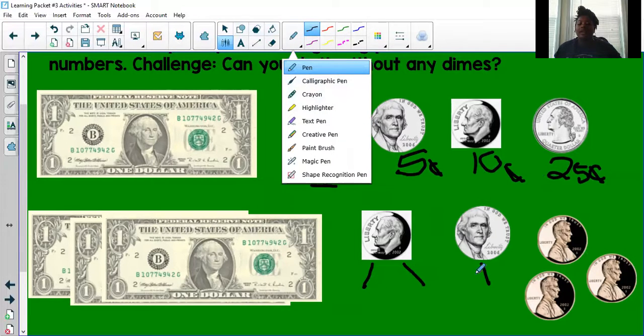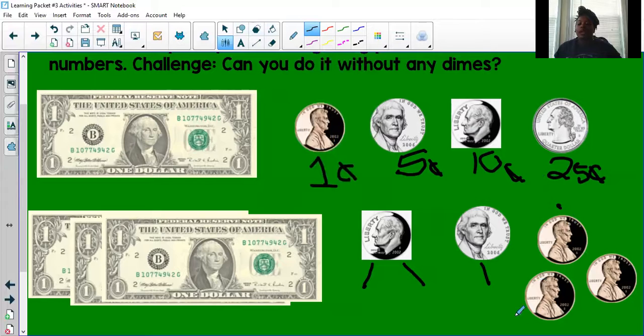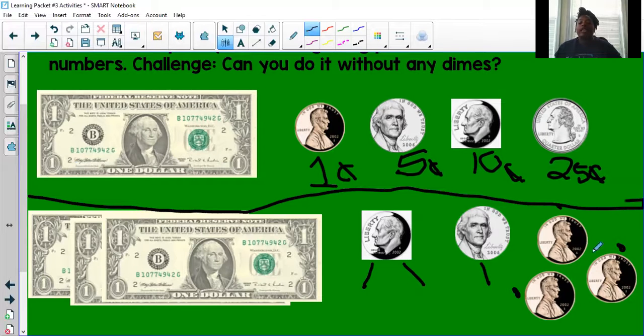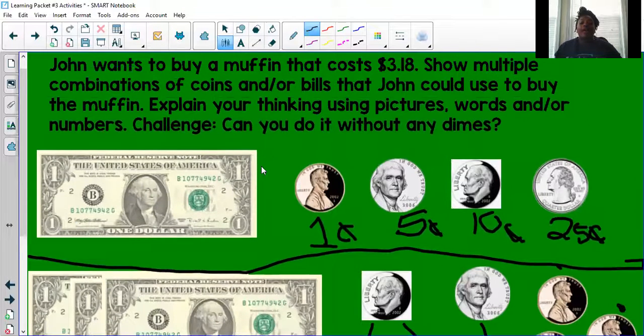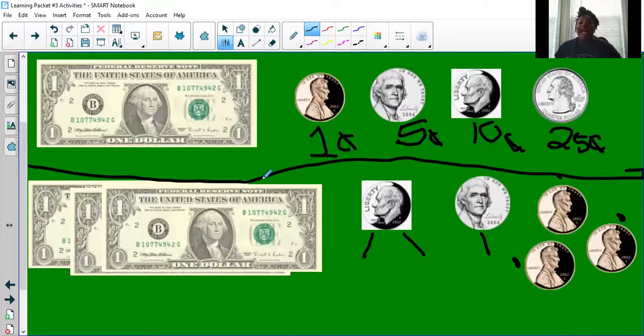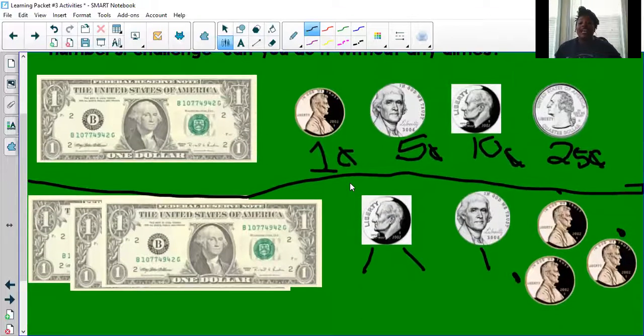So 5, 10, 15, 20, sorry guys, Miss Bobbitt makes mistakes too. I'm gonna start back over. So I'm counting my dime first. 5, 10, now my nickel, 15, now my pennies, 16, 17, 18. So this right here is $3.18.